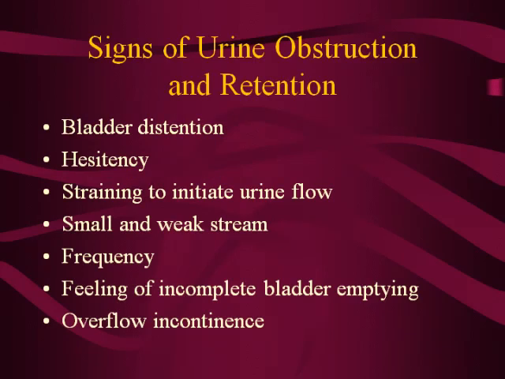Some signs of urine obstruction and retention or retaining urine. Your bladder will distend, and actually you can palpate the bladder on somebody who is distended. Hesitancy, meaning that they can't start a stream of urine, or they have to strain to initiate the start of a stream of urine. It may be weak or small. They may have to go to the bathroom very frequently. They may feel like they are not emptying their bladder completely. And again, they may have a little bit of incontinence because their spasms are so strong that they actually push a little bit of urine out beyond the obstruction.